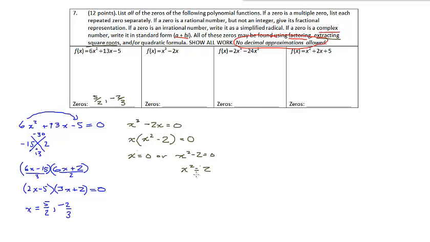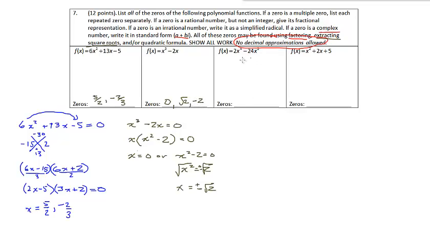I'll just add 2 to both sides and extract the square roots. When I take the square root of both sides, it's plus and minus. So x is equal to plus or minus root 2. So here's a zero here, x equals 0, or root 2, or negative root 2.